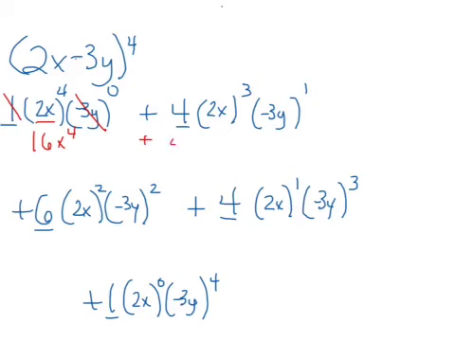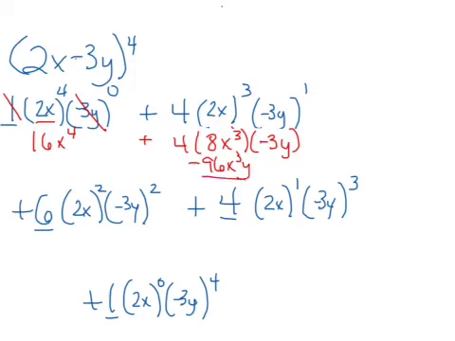Here, the next term is 4 times, again, 2x all raised to the third power leaves us with 8x cubed, and then times negative 3y. That is actually going to leave us with negative 96x cubed y as our second term. Here we're going to have 6 times 4x squared times 9y squared, which ends up leaving us with 216x squared y squared.